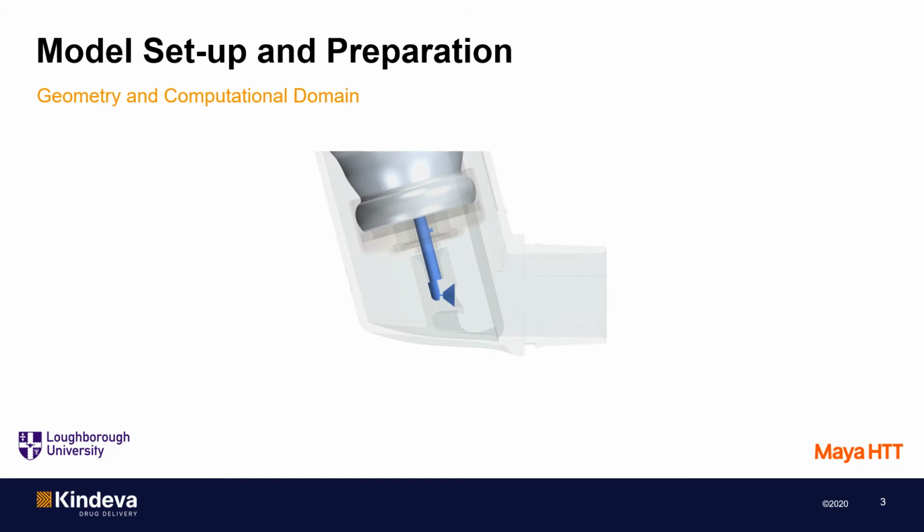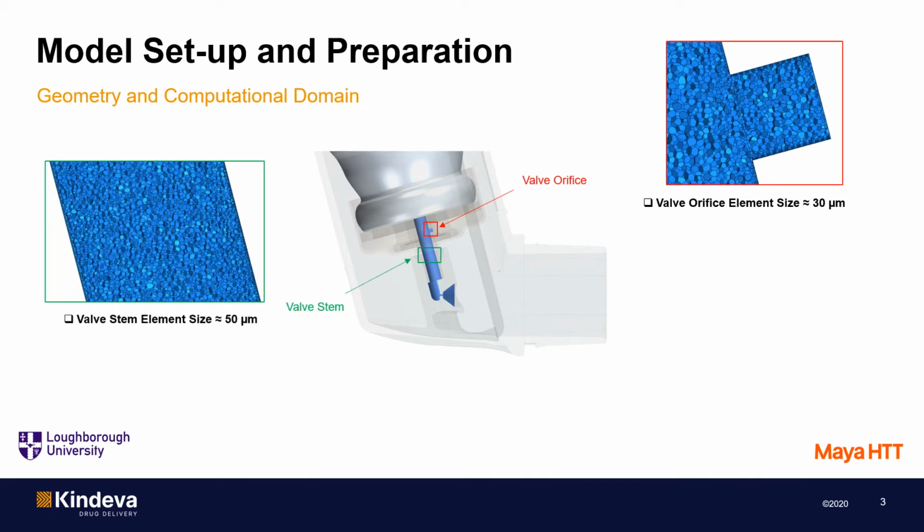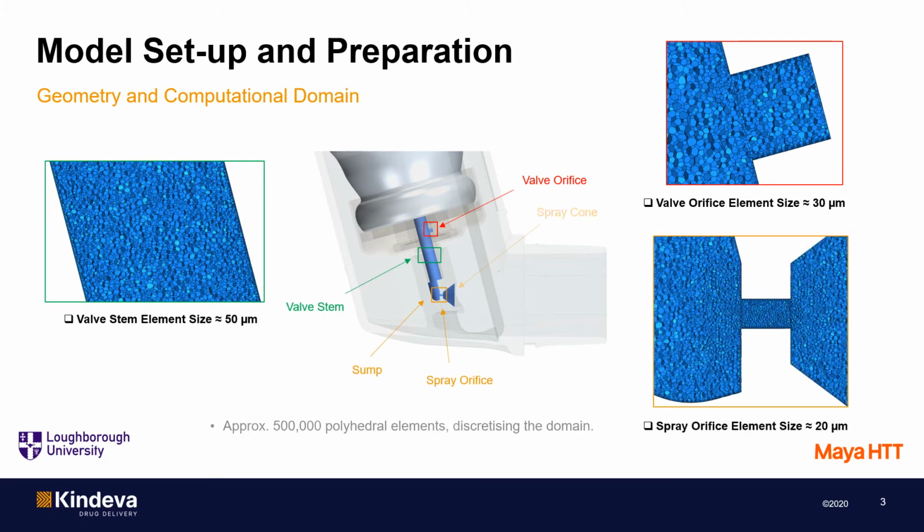The purpose of our CFD model is to understand the precursors of liquid atomization in a PMDI. The domain of our model is the expansion chamber of a typical PMDI, which is the space formed by the valve stem and the actuator sump. We also consider the actuator orifice and the exit cone of the PMDI. We discretize the computational domain by approximately 500,000 polyhedral elements with the base size of 50 microns with various local refinement as shown on this slide.